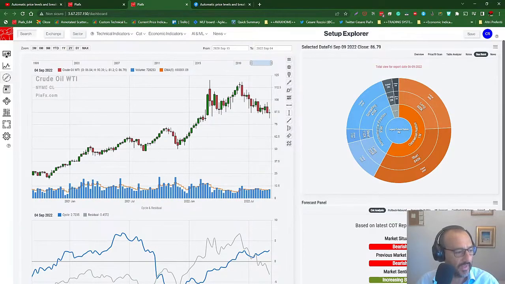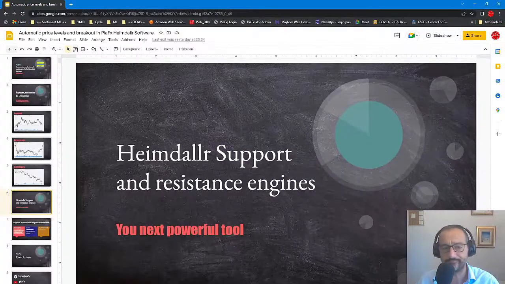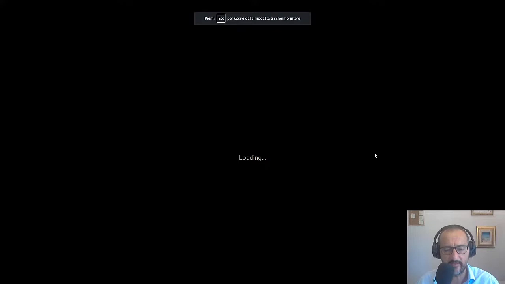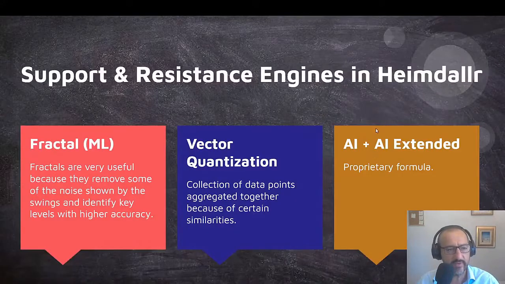Okay, before we do that, we need to check the type of support and resistance we have in Heimdallr, and we have a slide for this. Let's see. Okay, support and resistance engine.